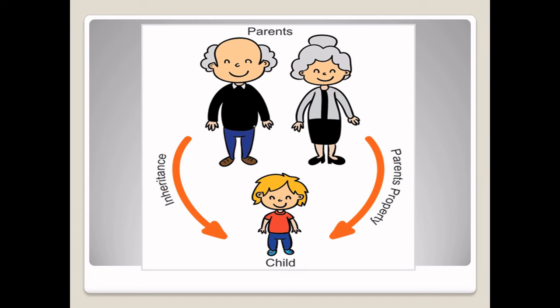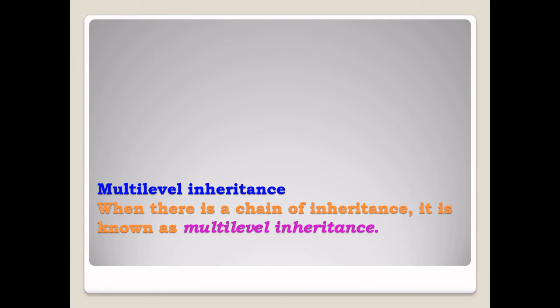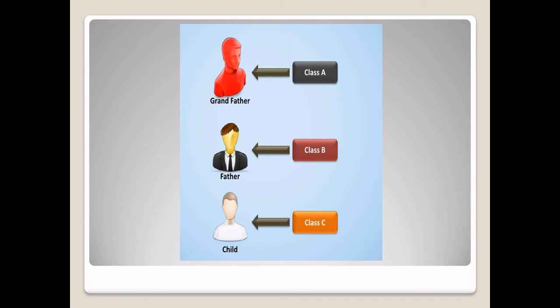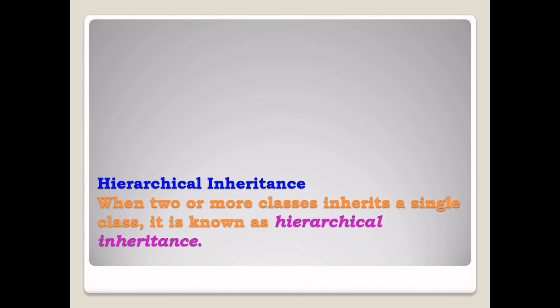The next type of inheritance is multi-level inheritance. When there is a chain of inheritance, it is known as multi-level inheritance. In the pictorial representation, class A is inherited by class B. Again, class B is inherited by class C. Here we will see the example: the characteristics of the grandfather are inherited by the father, and the characteristics of the father are inherited by the child.